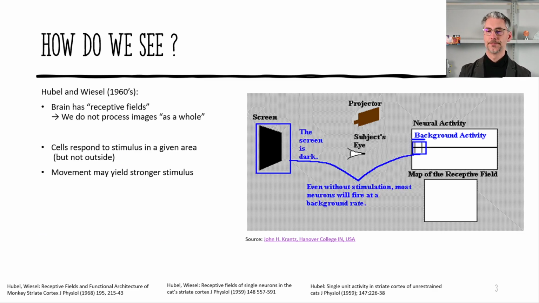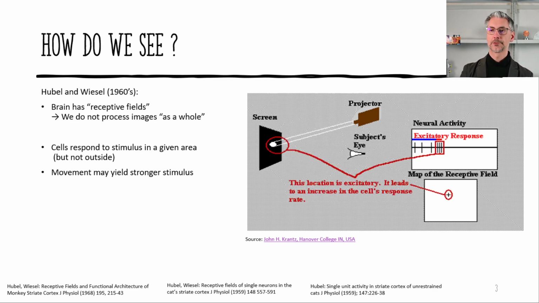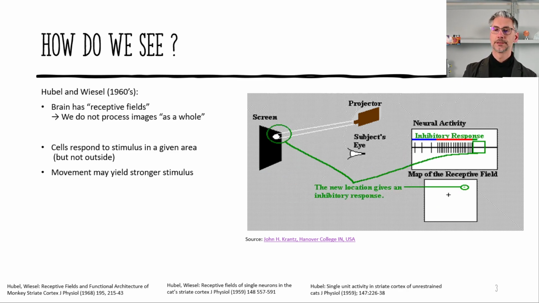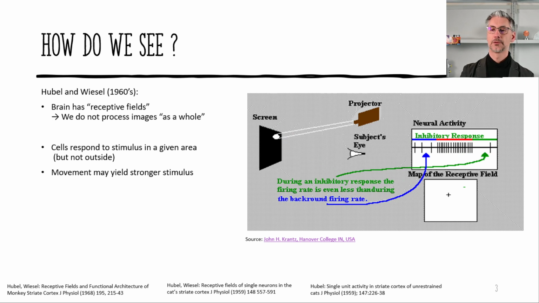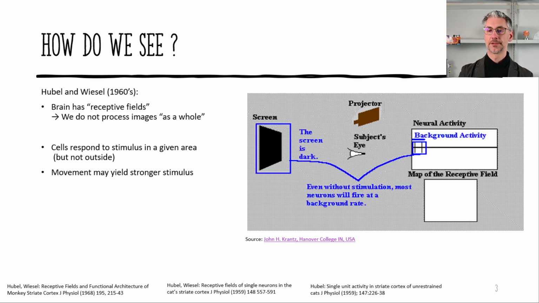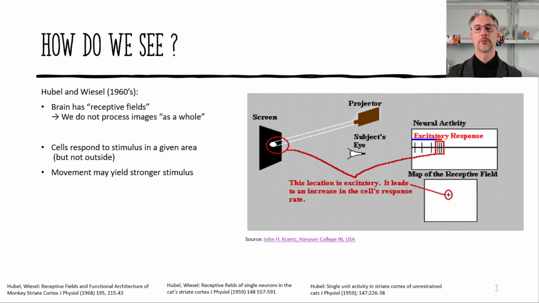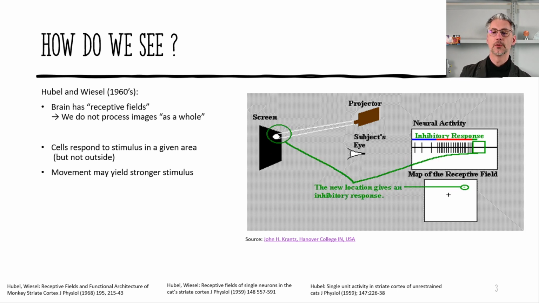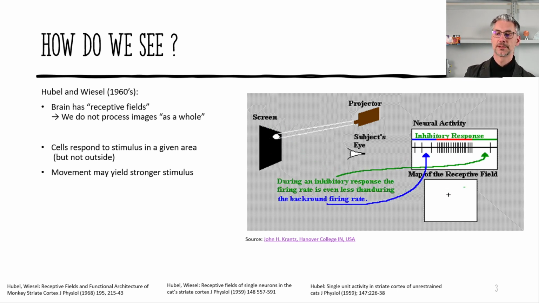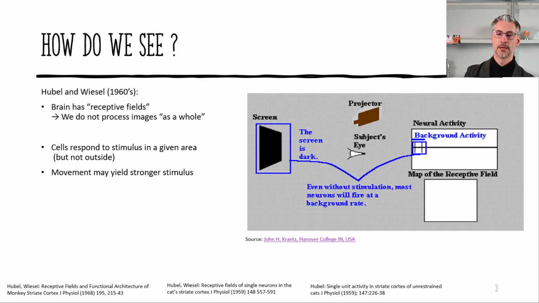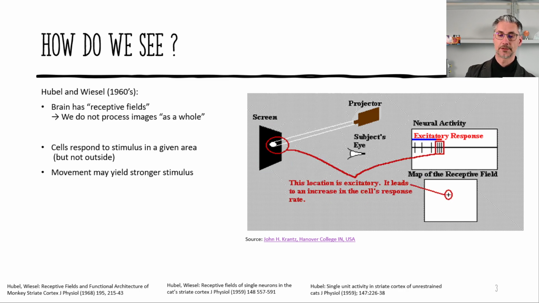So how do we see? Neural networks sort of mimic a bit the way we as humans learn and see. And this goes back to understanding what we actually do. The brain, was found out in the 60s, has a sort of a receptive field. So it turns out that we don't really process images as a whole, but cells correspond to stimulus given to a stimulus in a given area, but not outside these. And also movement may yield stronger stimulus than static ones.